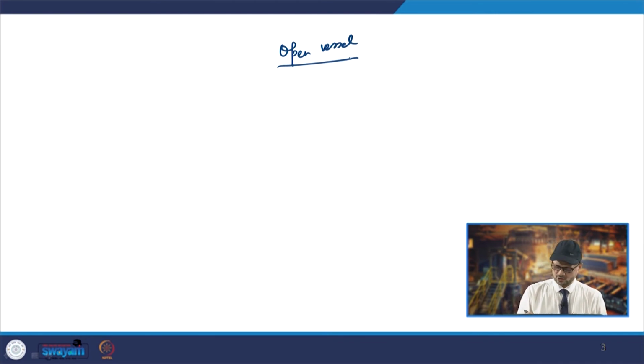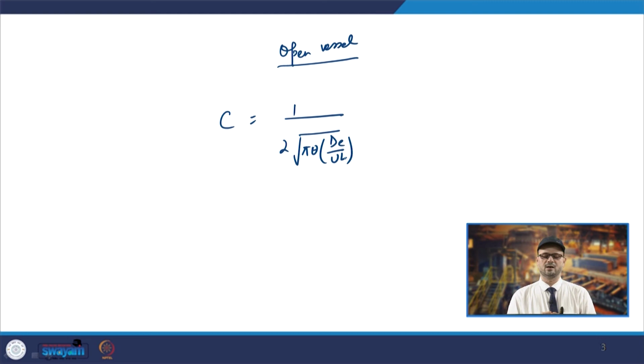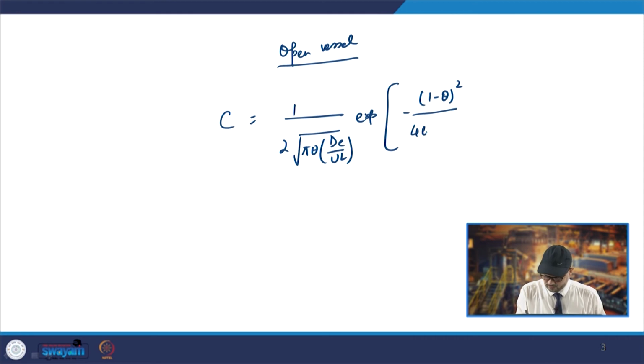So, in the case of an open vessel where the C curve has been found, it is found to be C equal to 1 by 2 root pi theta into dE by UL. This is by the researchers and is reported by I and ME. So, this is the value which is coming. This will be minus of 1 minus theta square divided by 4 theta into dE by UL.